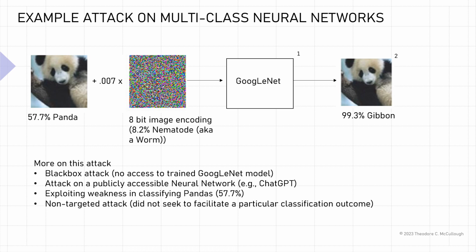Further, this is a non-targeted attack in that the attacker didn't seek to facilitate a particular outcome. We'll talk about targeted attacks in the next slide. Finally, this type of attack shows that small perturbations are best, namely those that are imperceptible to humans. So for example, here, a very small portion of an 8-bit encoding was used to facilitate the attack.